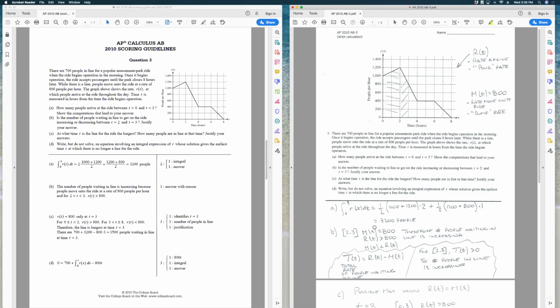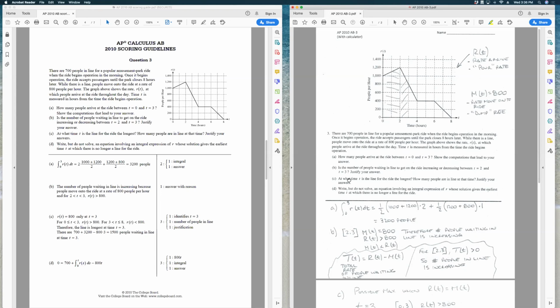So over here on the right, you can see that's what my description here above is doing, what they had done on the scoring guide. M of t is constant, R of t is greater than 800, so therefore M of t is less than R of t, so therefore the number of people waiting in line is increasing.